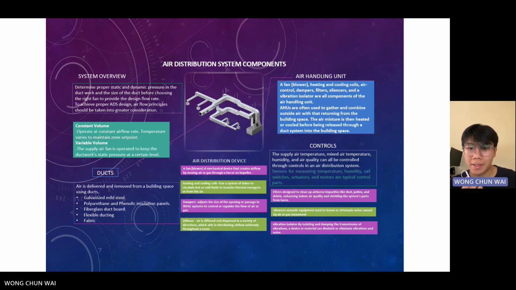The next thing is silencer. It is used to lessen the noise caused by air or gas movement or vibration. Vibration isolator. It is used to isolate and dampen the transmission of vibration. The device or material can eliminate the vibration and noise.